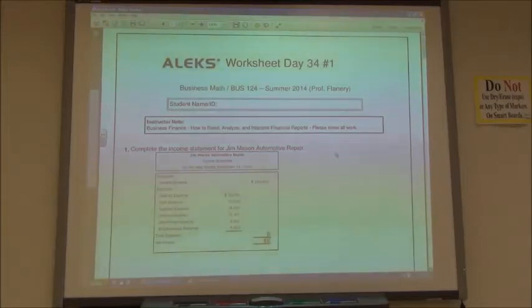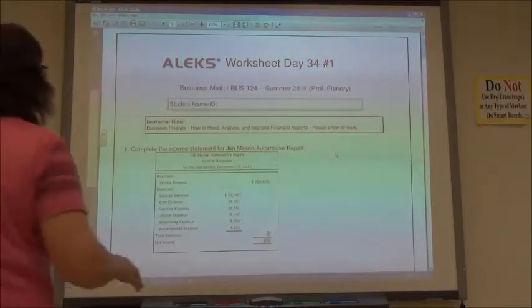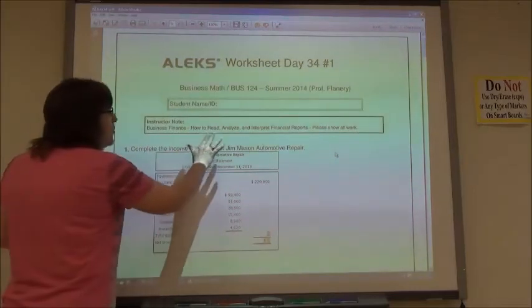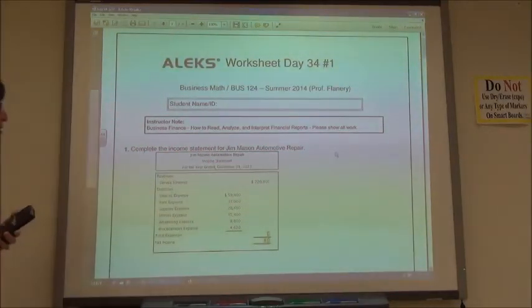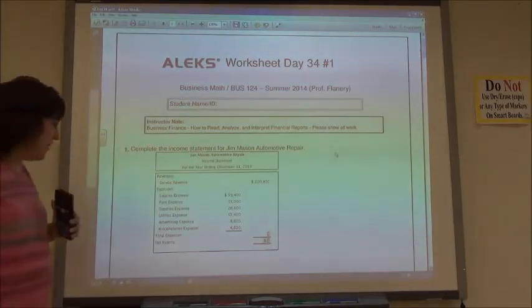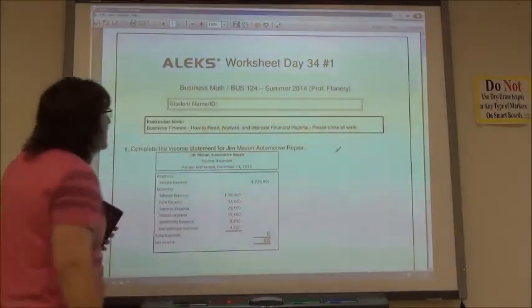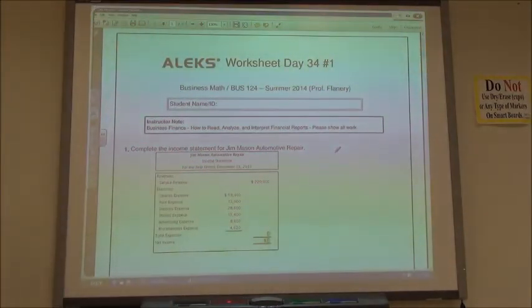All right, Business Math Worksheet Day 34. Under the Business Finance, how to read, analyze, and interpret financial reports. And here we have a copy of an income statement. It says, complete the income statement for Jim Mason Auto Repair.